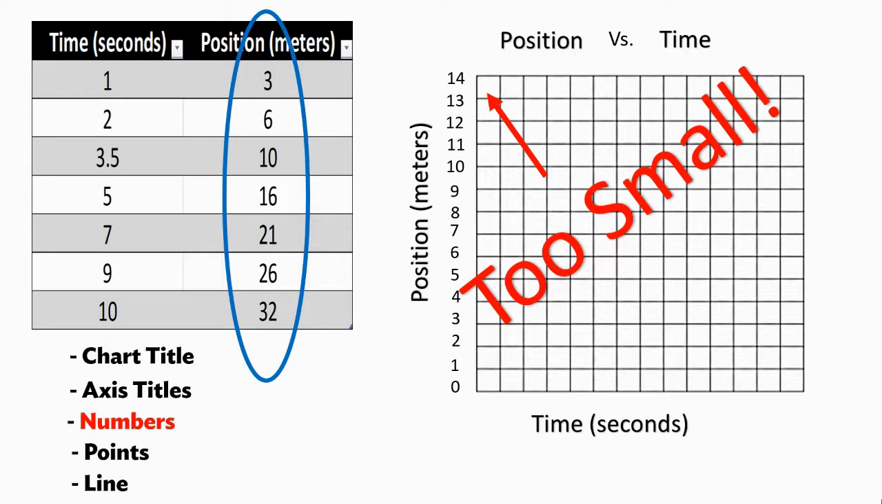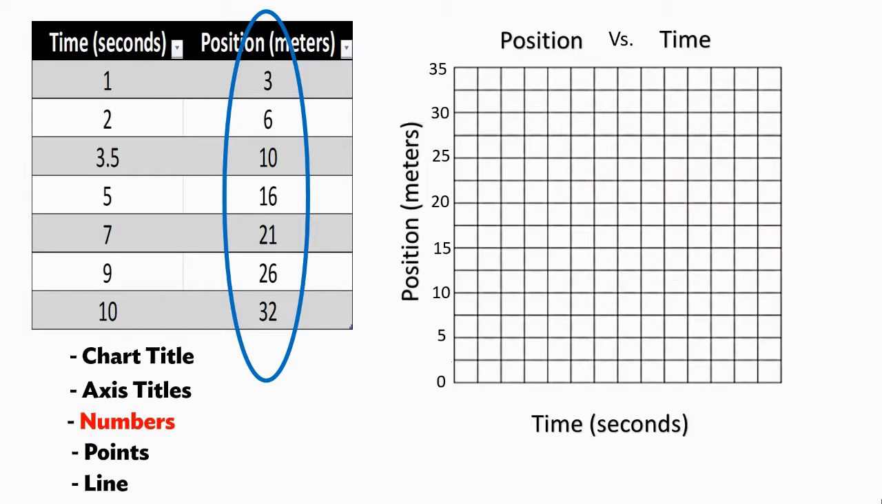All right, so what I figured out is a good way to do it would be to make every 2 squares equal to 5, right? And there's more than one way you could have done this, but this is a way that works good because now the maximum this graph can have on it is 35 meters, and our highest meter reading was 32, so it fit nicely on this graph.